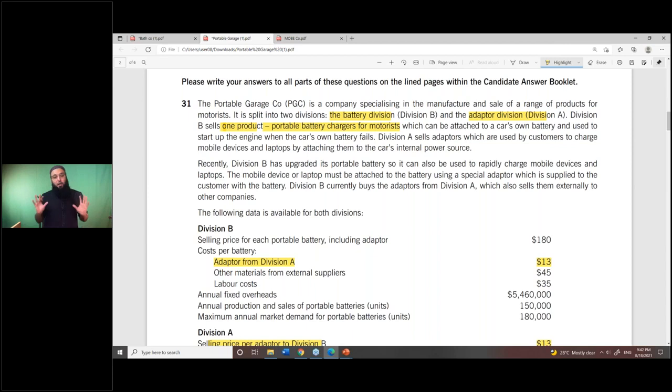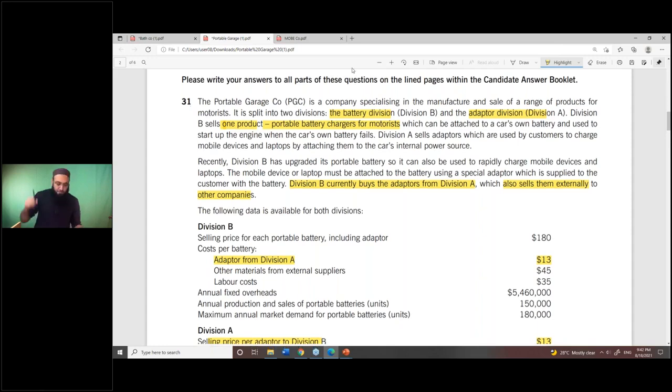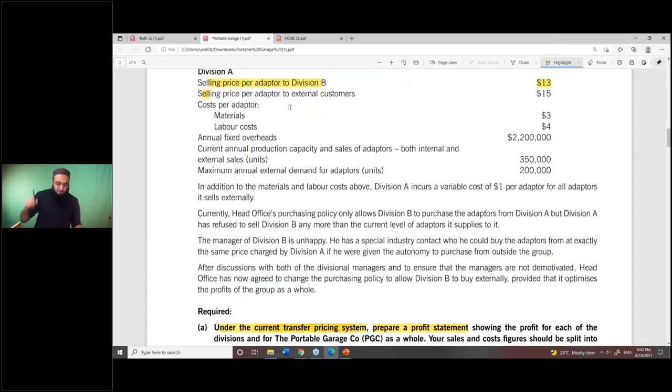What I want to find is who is the seller and the buyer. Division B currently buys the adapter from Division A, which also sells them externally to other companies, which means that the current policy has made it very much clear. And let me read this again here. Currently, head office purchasing policy only allows B to purchase adapters from A. Here is the current policy.